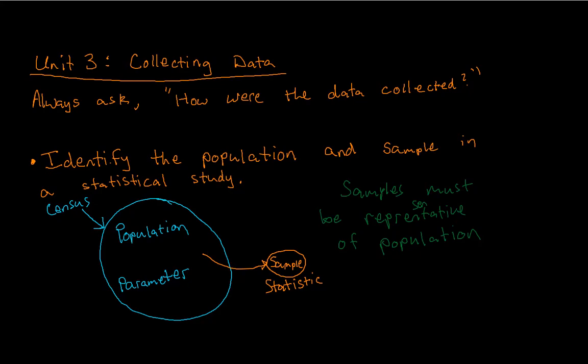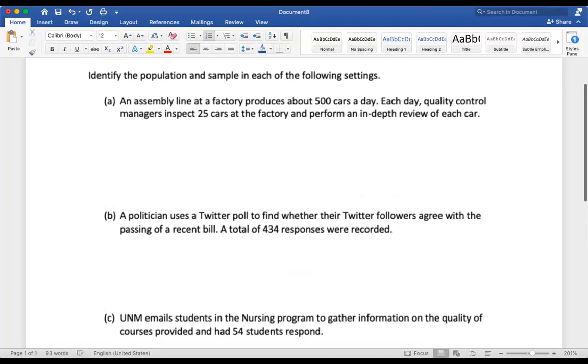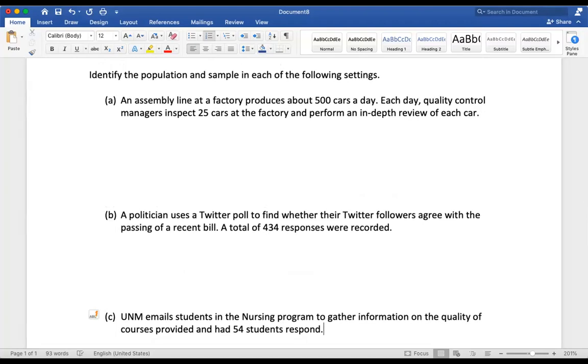Right here, we're just going to identify the population and sample in each of these settings. So the first setting, an assembly line at a factory produces about 500 cars each day. Quality control managers inspect 25 cars at the factory and perform an in-depth review of each of those cars.